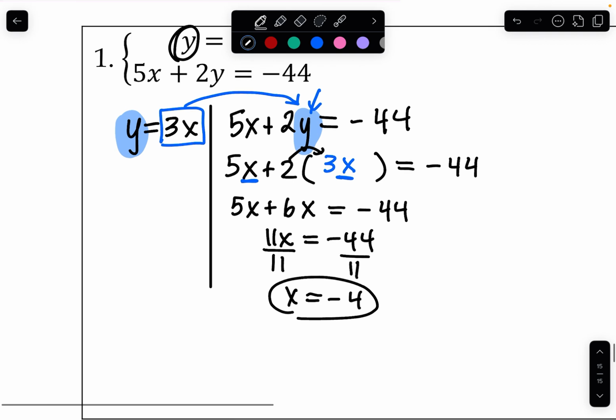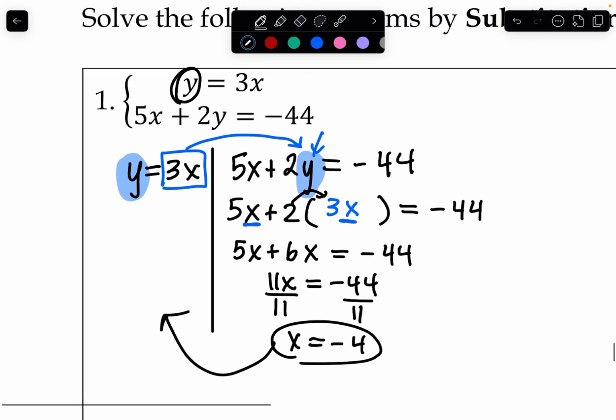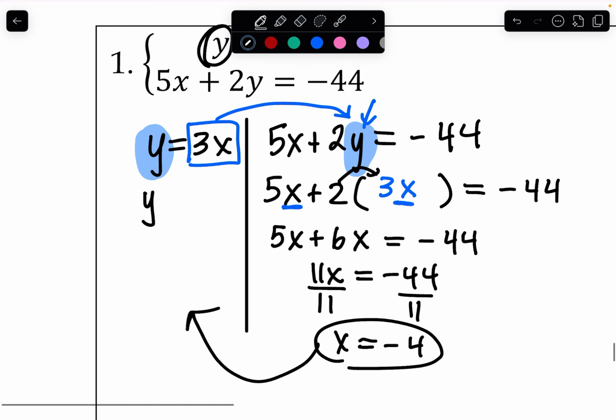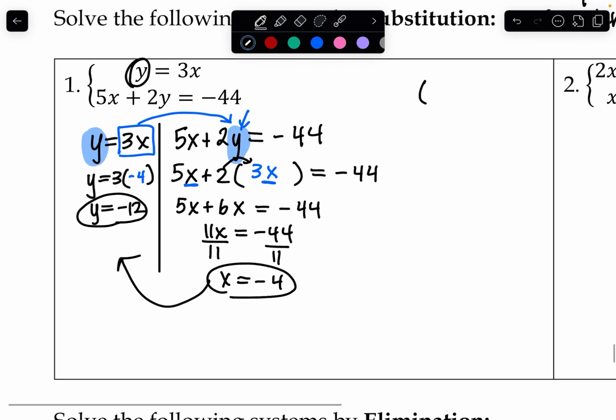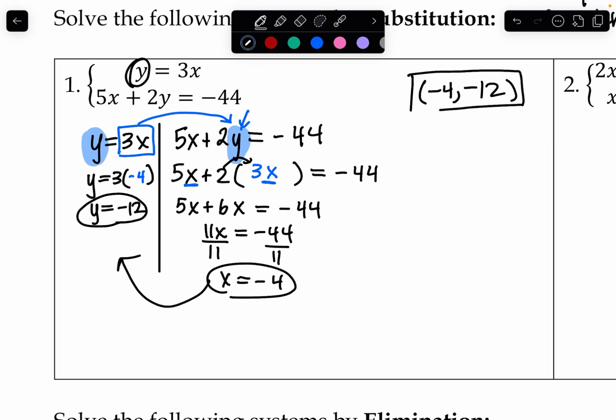But we're not done. We still have to go back and get y, which is why I like this organization, because it kind of reminds you to go back and figure out what y is based on what you just found for x. We found x to be -4. So I can replace x with -4, which would give me y equals -12. Your answer is usually an ordered pair, x comma y, or alphabetical order if you're not using x and y. So our solution to this system is -4 comma -12. Put your x before your y.